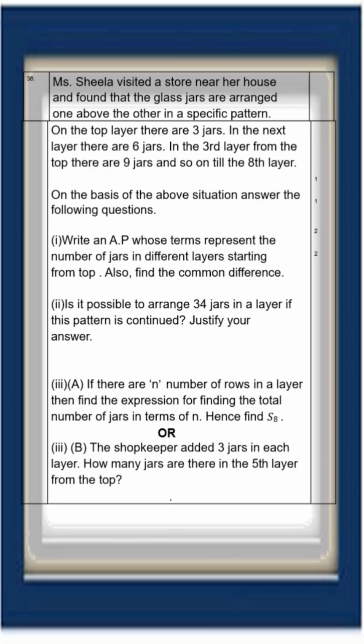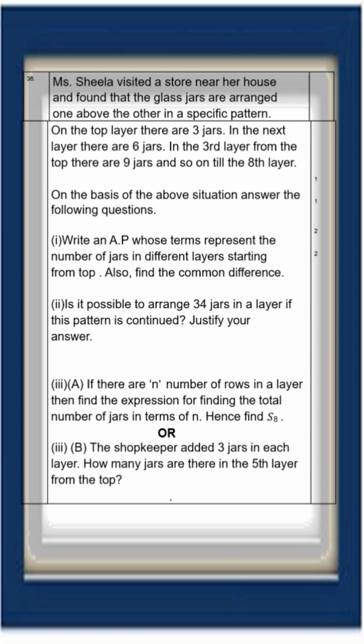The question is, Mrs. Sheela visited a store near the house and found that the glass jars are arranged one above the other in a specific pattern. On the top layer there are 3 jars, and in the next layer there are 6 jars, and in the third layer from the top there are 9 jars, and so on till the 8th layer. On the basis of the above situation, answer the following questions.